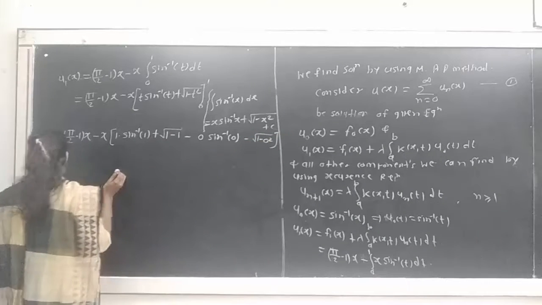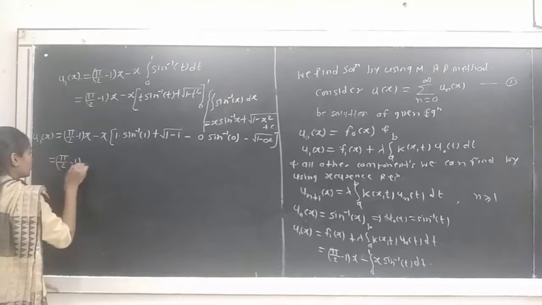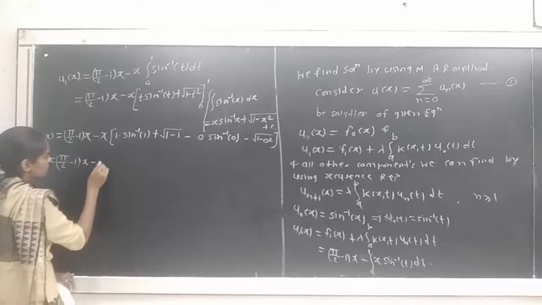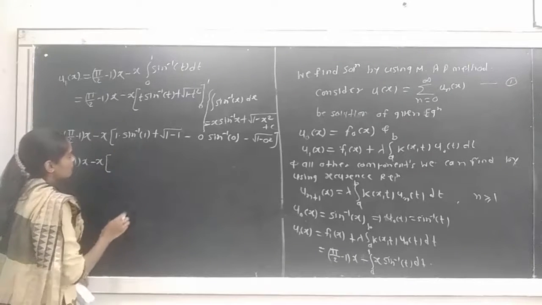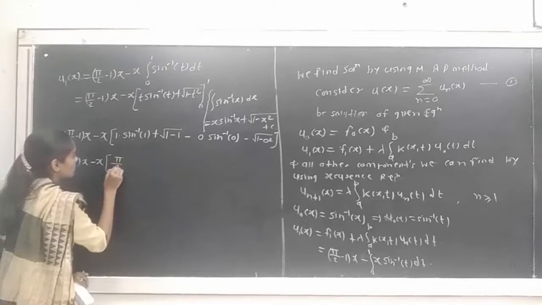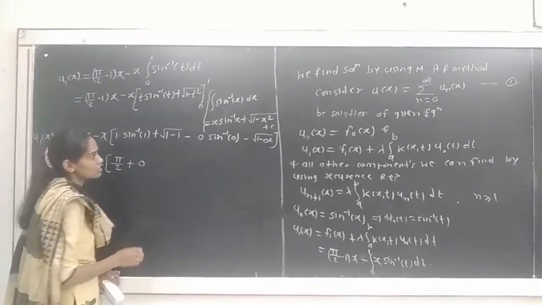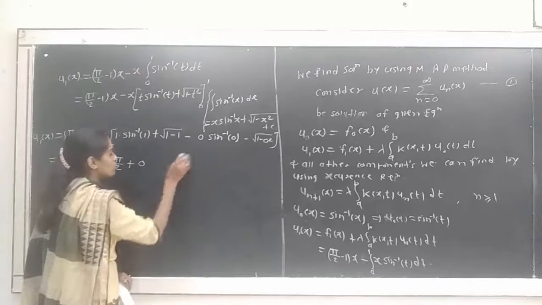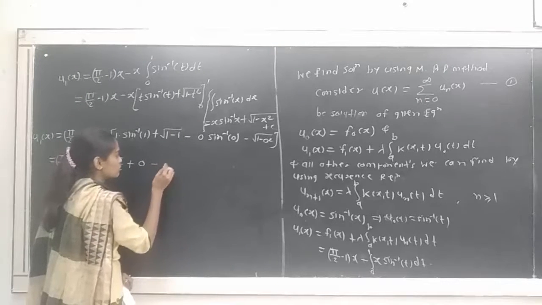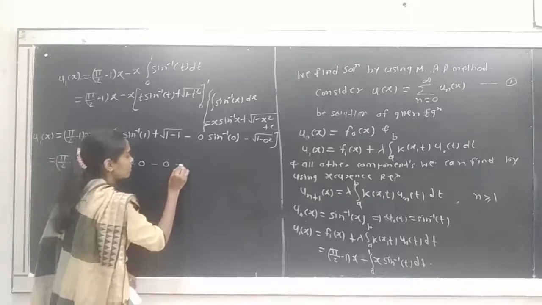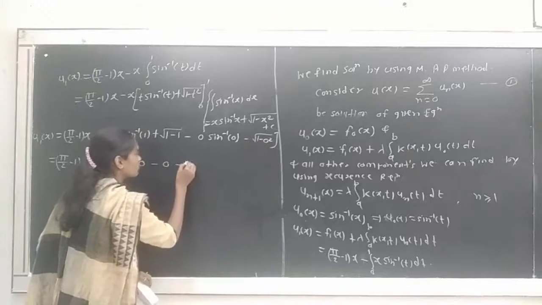Then we solve this, and we get pi by 2 minus 1 into x minus x as it is. Sine inverse of 1 is pi by 2, plus square root of 1 minus 1 is 0. Therefore, this term becomes 0. Then 0 into sine inverse 0, which is 0, so this term also becomes 0, and minus square root of 1 minus 0 square, that is 1. Square root of 1 is 1.